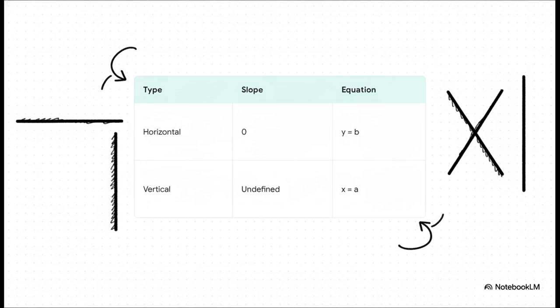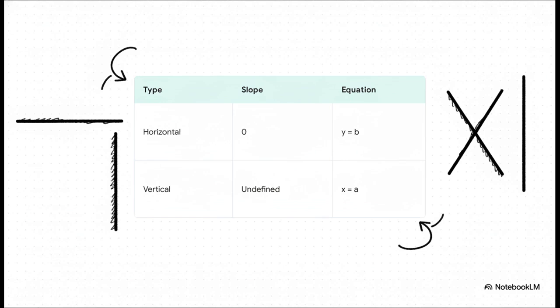You might have actually noticed that I kept using the word non-vertical when I was defining those rules a minute ago. Well, that brings us to a couple of edge cases that kind of require their own special logic. Let's look at how we handle the extremes. A horizontal line is perfectly flat, meaning it has a slope of exactly 0. Think of walking on totally flat ground. Its equation is simply y equals whatever the y-intercept is, or y equals b.